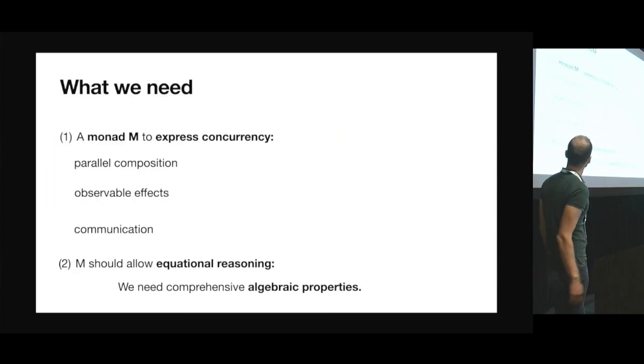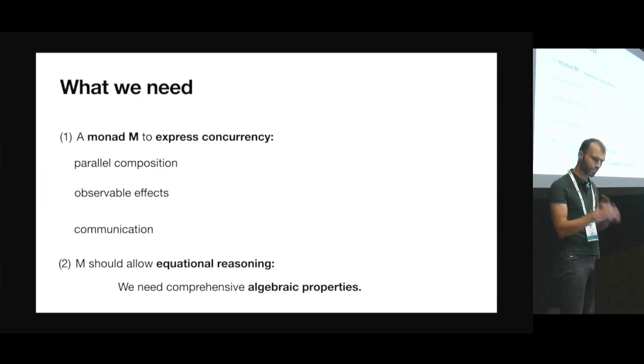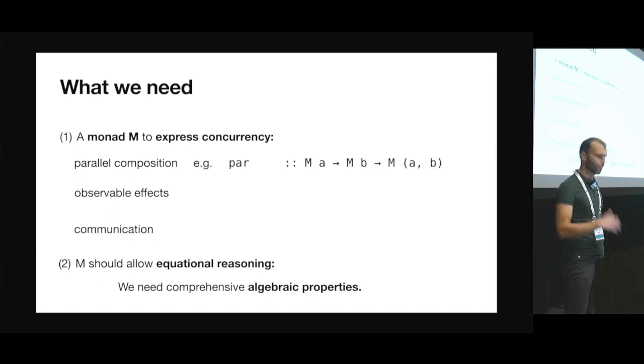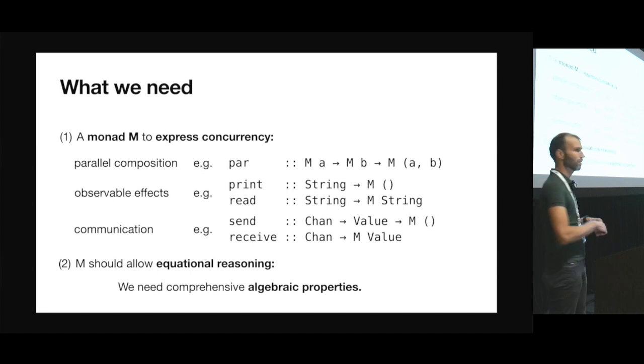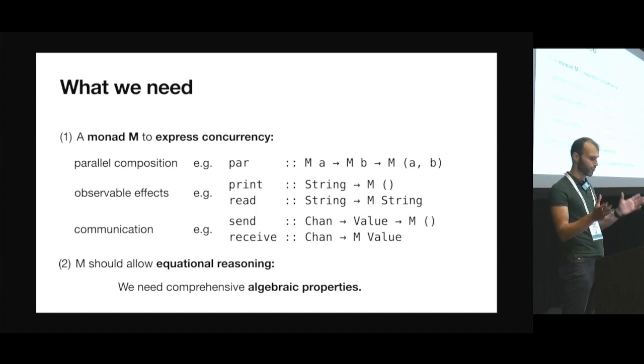So to get more into detail about what we need, right? So these two things. The first thing is we need a monad to express concurrency. So what do I mean by that? So we need some kind of parallel composition operator, right? Something that takes two computations and composes them in a parallel fashion. We need some kind of observable effects so that we can actually observe that something happens concurrently, and we need some form of communication so that parallel threads can communicate with each other. So that's in terms of expressivity.